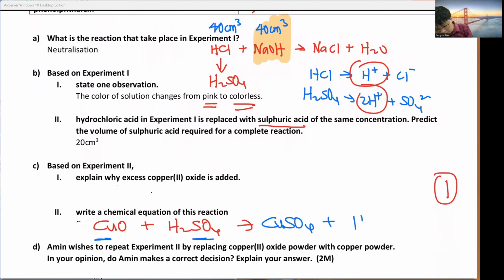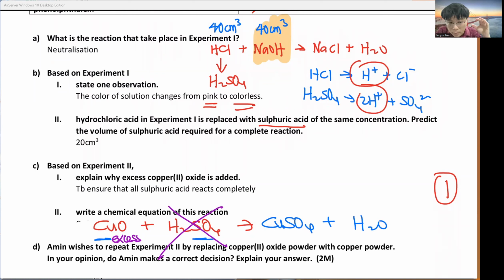Then H and O become H2O. Okay, just like I explained to you, every time you put one chemical in excess, what is the purpose? When you put one chemical in excess, it is to make sure the other chemical completely reacts. You still remember this, right? So now they ask you why you need to put the copper 2 as excess. So you explain that it is because I want to make sure the other chemical completely reacts.